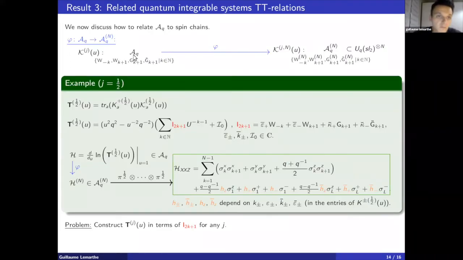Okay, so finally, we will discuss the relation to open spin chains. Guillaume, we started a little bit late, so we have 3-4 minutes still, but just a reminder.